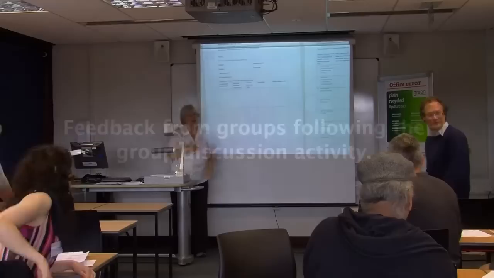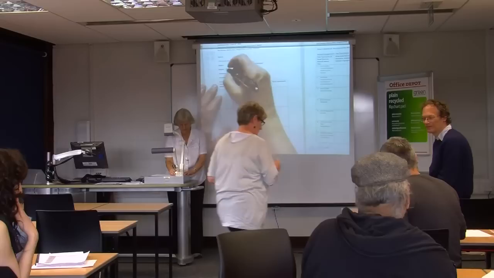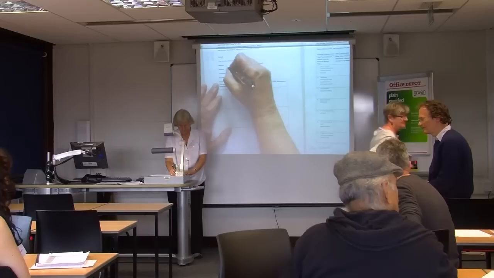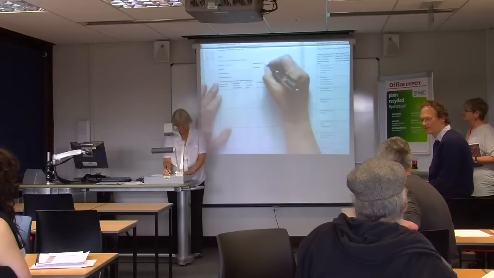Would you like to tell us what's the module or degree that you're looking at? Okay, so the degree is undergraduate journalism, and the module we looked at is Introduction to Journalism, which is a 30-credit module in the first year. So a big module with a lot in it.